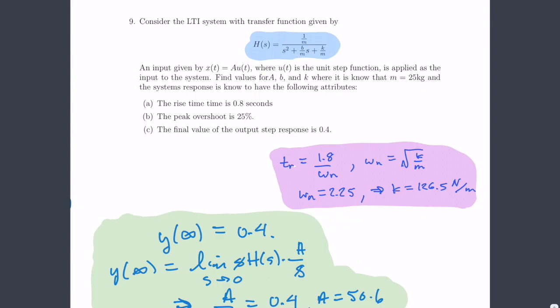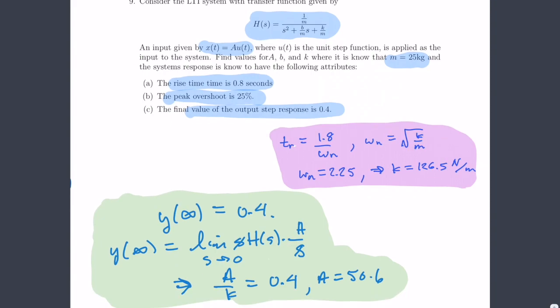You're going to apply a step of the form a u of t, where u of t is the unit step function. We know that the mass is 25 kilograms, and you're supposed to find the parameters a, b, and k based on the fact that you know something about the step response. In this particular case, the step response has a rise time of 0.8 seconds, a peak overshoot of 25%, and a final value of 0.4.